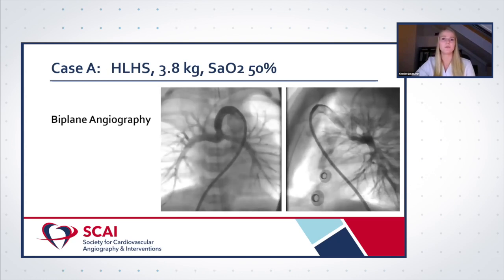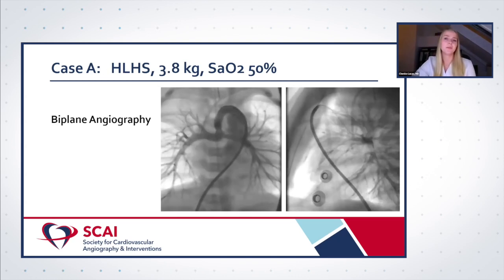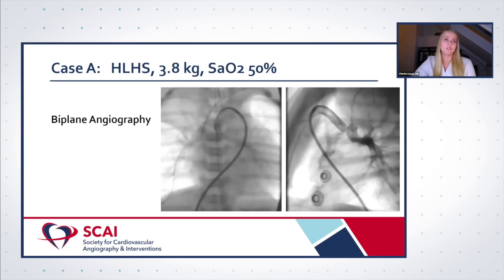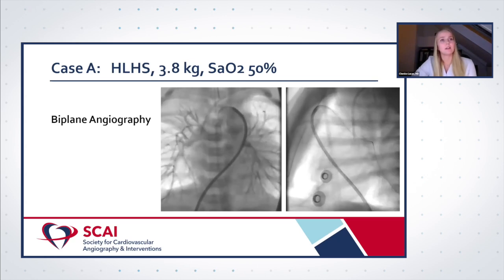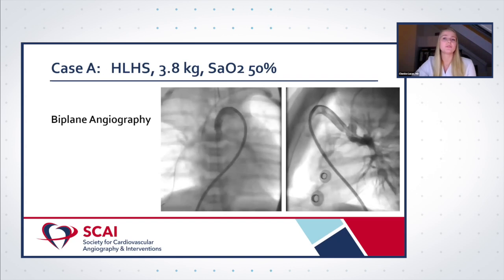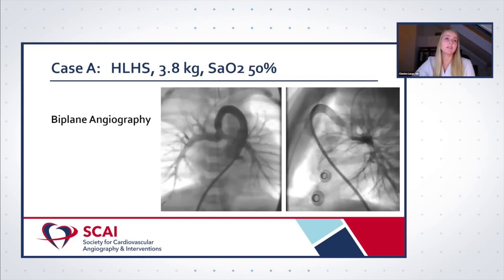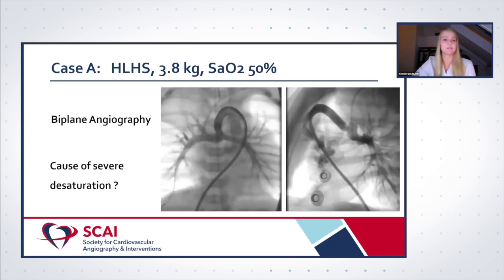So although this child was oxygen and nitric oxide dependent, which usually demands restricted use of contrast agents, we did decide to perform a 3-dimensional rotational angiography to better understand any potential problem, because up to this point, we had no idea what the cause of the severe desaturation was in this child.